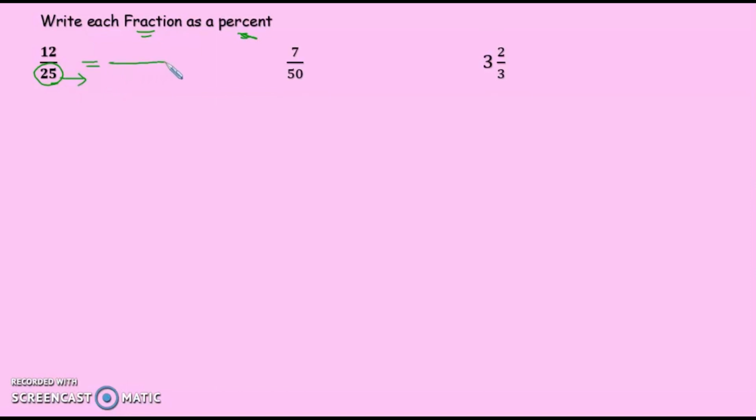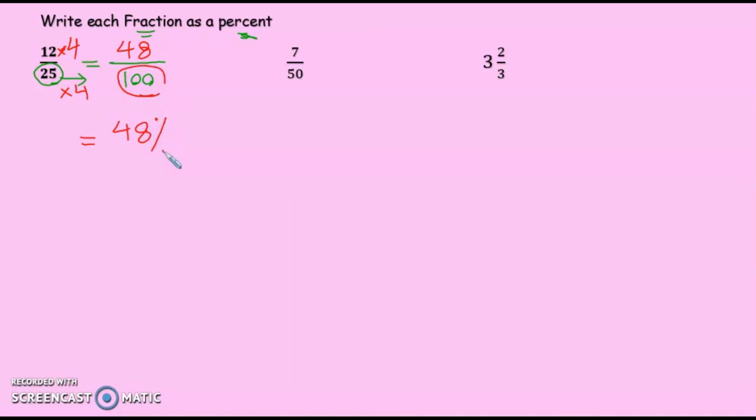Okay, look at this. Can I change 25 to 100? Yes. How can I do that? By multiplying. If I multiply this by 4, I'll get 100. Whatever you do on the denominator, you have to do on top as well. 12 times 4 would be 48. Therefore, the final answer is 48%.